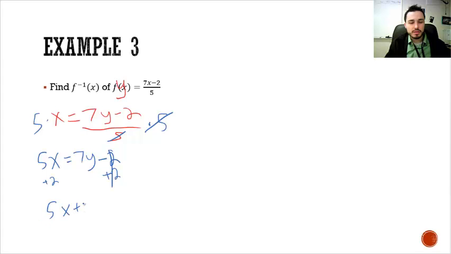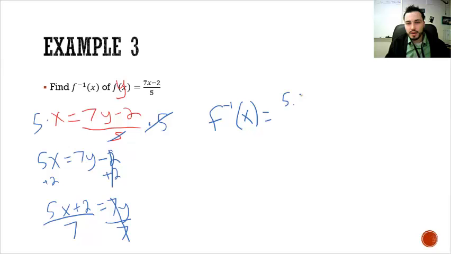5x plus 2 equals 7y, divide by 7, divide the whole side by 7, and boom, that's my inverse, because now I've got it as y equals. So f inverse of x equals 5x plus 2 over 7.